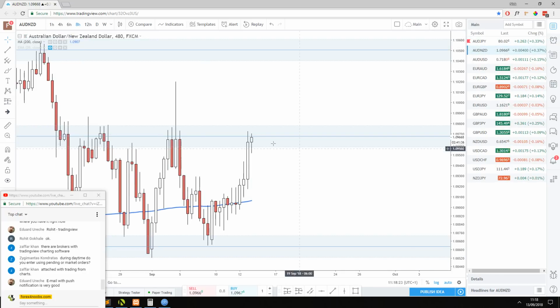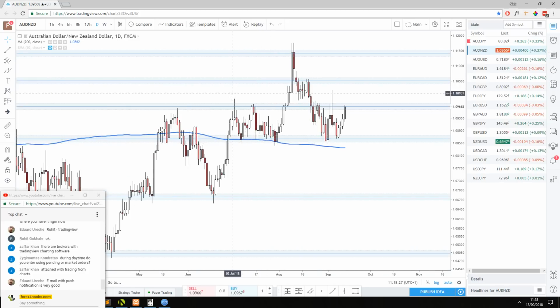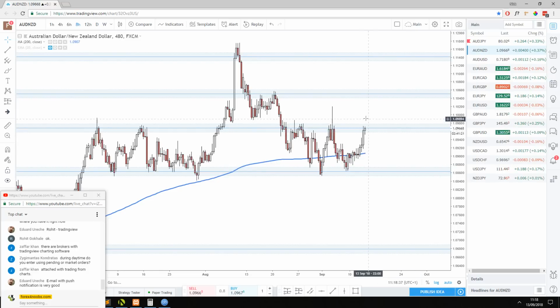So AUDJPY looking good. AUD New Zealand, similar thing, pushing up to resistance. This one's trending up though, so I'm not really as interested in taking a short here. Let's watch this one because it is stalling out. It is a valid reversal setup. It is also a bit of a range between these two areas. So let's watch this one, but I'm not as excited about this one.